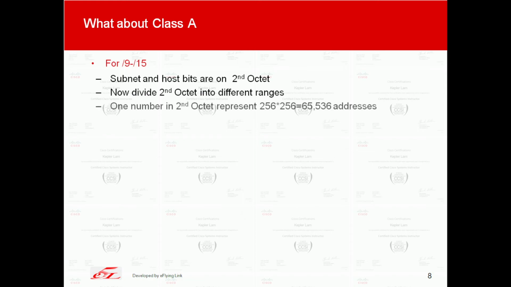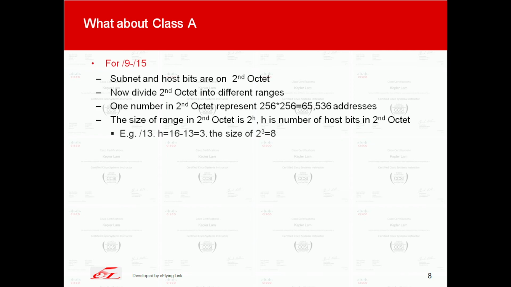Notice that one number in the second octet already represents 256 squared IP addresses. That is already over 65,000 IP addresses. In real life, we seldom require such large numbers of addresses in a subnet. Now the size of the second octet range is once again 2 to the power h, where h is the number of host bits in the second octet.